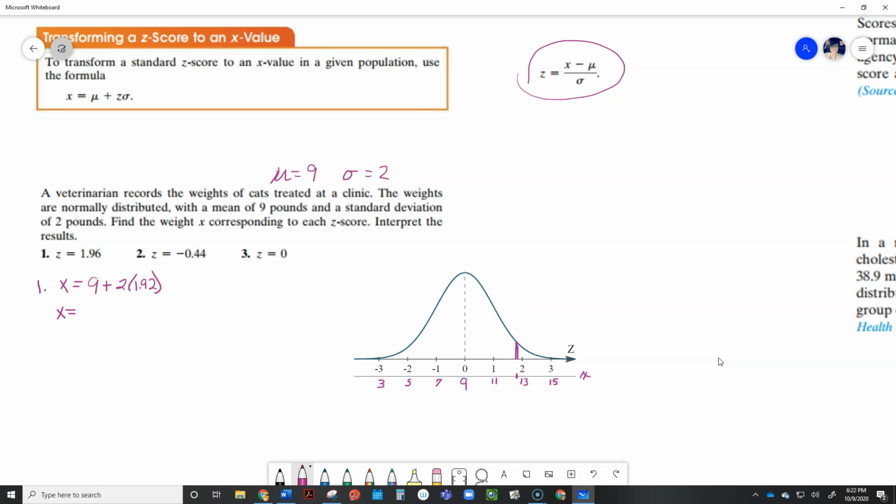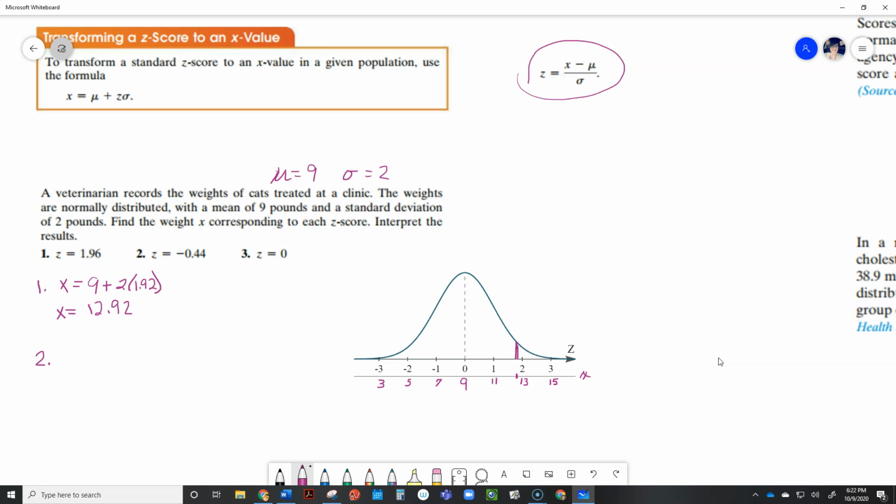and that'll give you an x value that corresponds to that z value of 1.96. So what's going to be the weight of the cat that is 1.96 standard deviations away from the mean? The cat is going to weigh 9 plus 2 times 1.96. The cat is going to weigh 12.92 pounds.